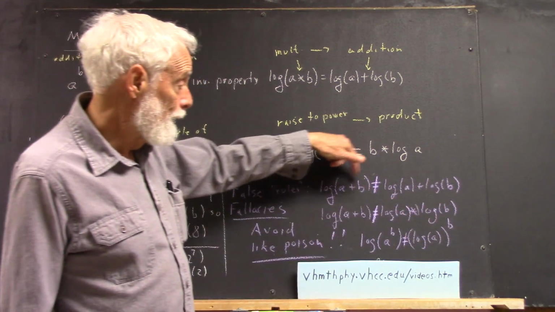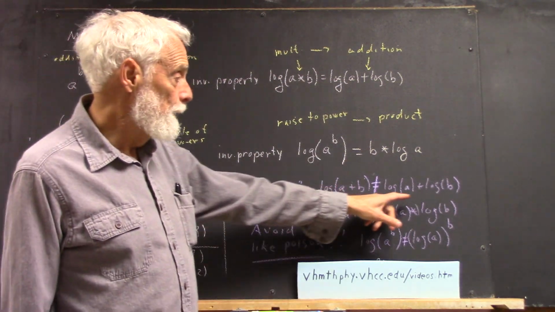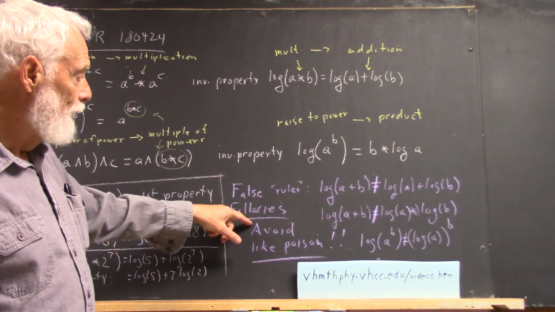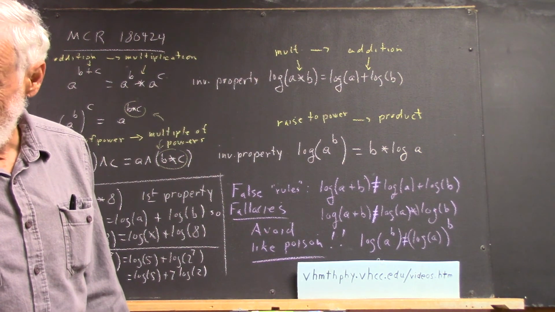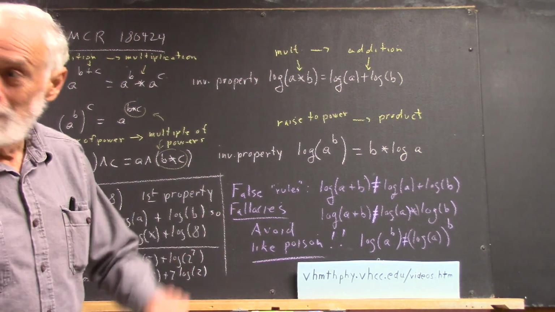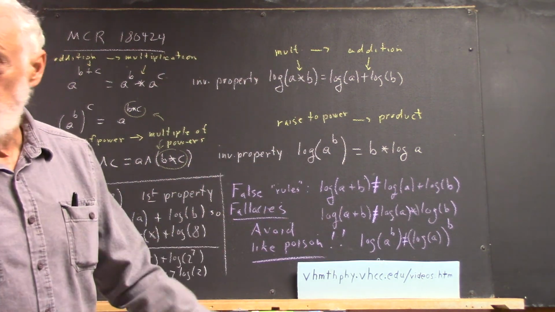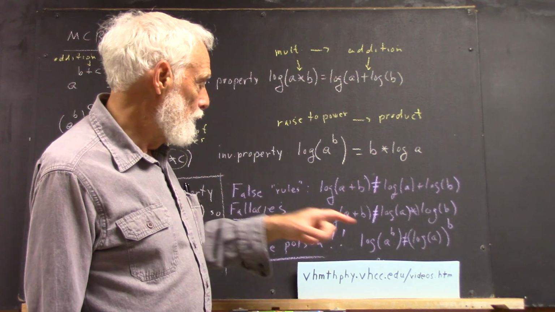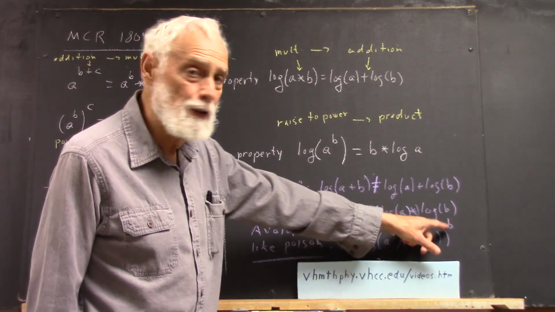The log is not a linear function, okay? So if you're tempted to write this down, this is a fallacy. It's false. Avoid it like poison, along with the others, okay? It'll poison your problem, leading to not many points, okay? Also, log of a plus b is not equal to the log of a times the log of b.